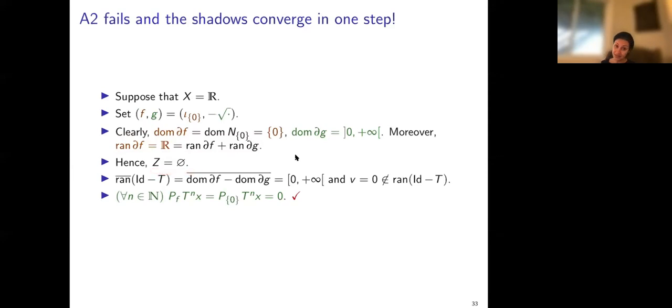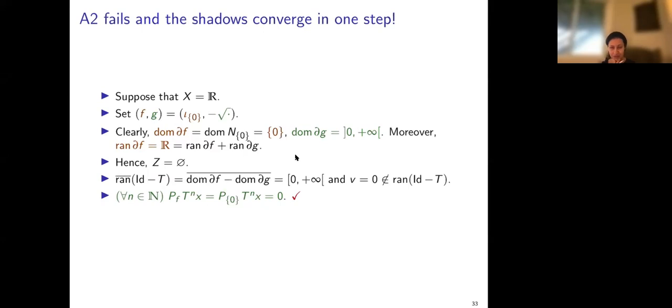So Z is empty because if you look at the sum of the subdifferentials, it's actually empty. Their domains do not even meet. But the argmin is not empty. And if you look at this set here, and we calculate what the V is, it's 0, but it's not attained. It can't be attained. Otherwise, if it's attained, Z would be non-empty. So here we are in a situation where A2 fails.